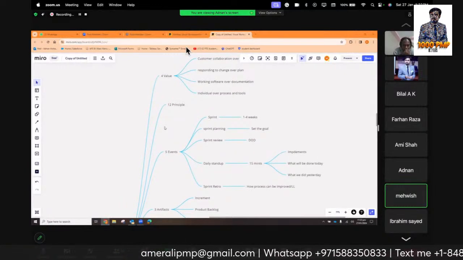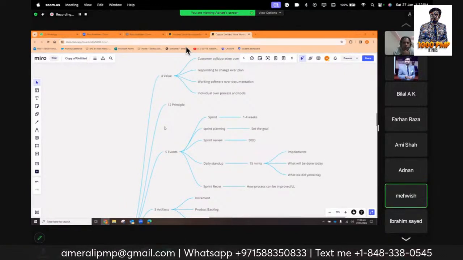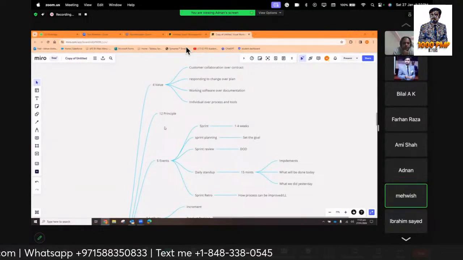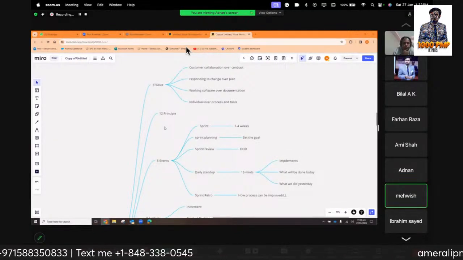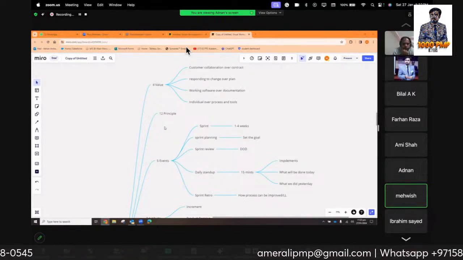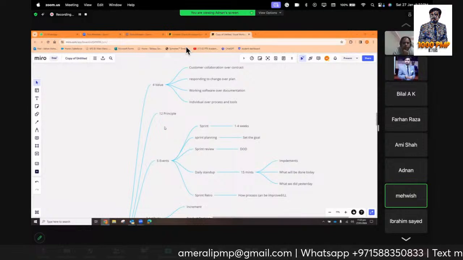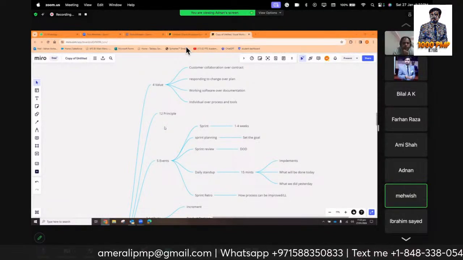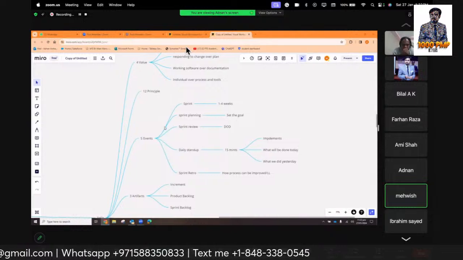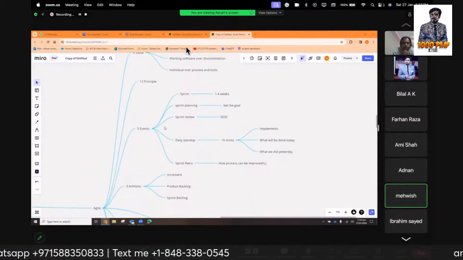So I will be starting with the values, where we say customer collaboration over the contract. Then the second is responding to change over plan. Then third is working software, which is like MVP, over the documentation. And the fourth one is individuals over the process and tools. Then we have 12 principles. We are unable to recall everything, so then we'll jump to the events.